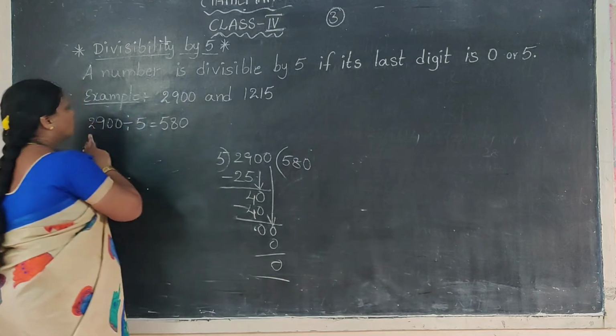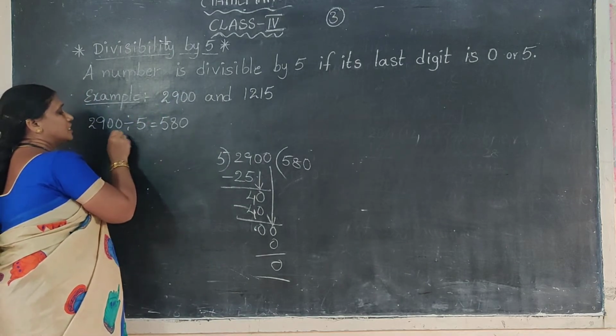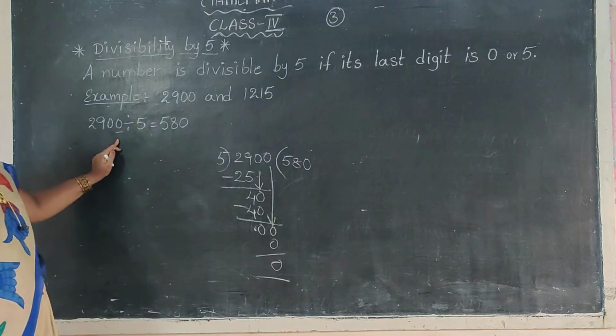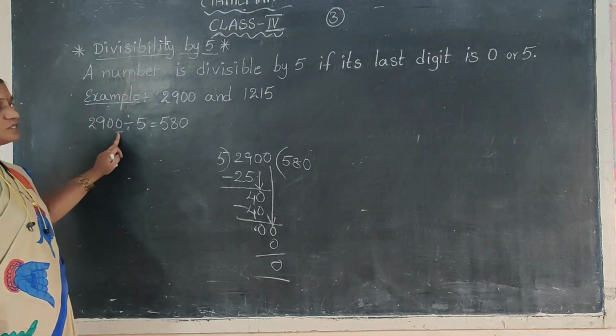So here, in 2900, the last digit is 0. So it is divisible by 5. In this way, the number is divisible by 5.